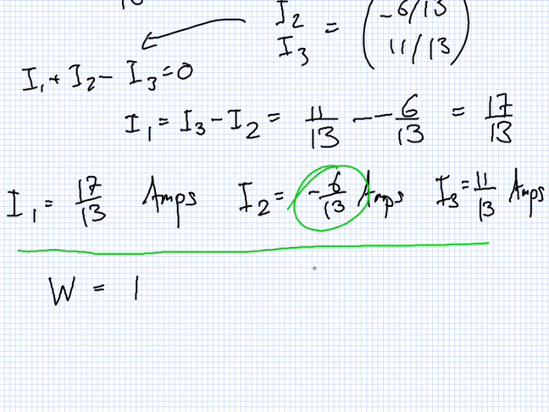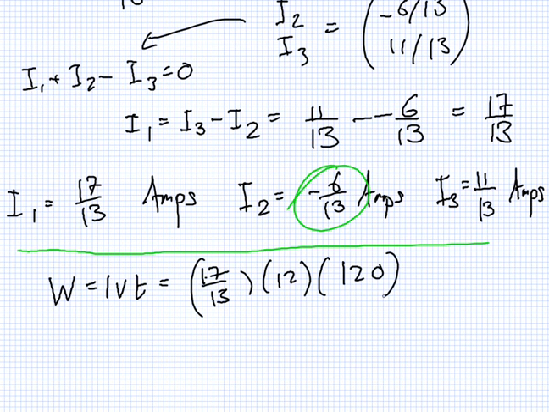Oh, sorry, it's talking about the resistors. Wait, no, this is for the overall. This is for the next question, sorry. Oh yeah, it says, find the energy by each battery. So it's okay. IVT. So that is 17 over 13 times 12 times 2 minutes, 120 seconds. What's that, please? 1886.4 joules.